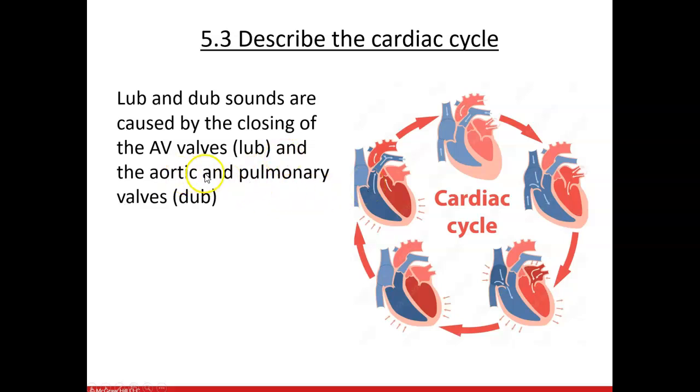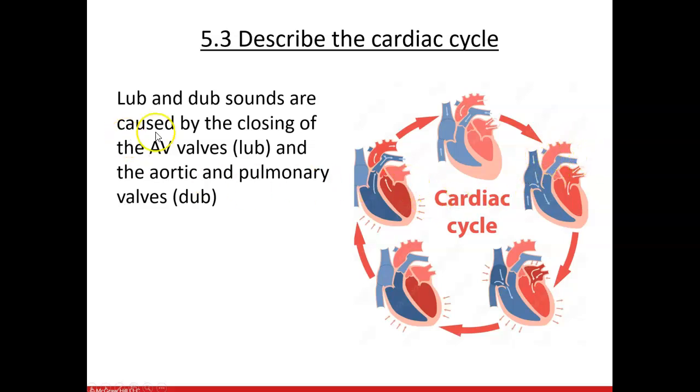And the closing of the aortic and the pulmonary valves is the dub. So these valves, the aortic and the pulmonary, have to be closed when you're refilling the heart, so the blood doesn't go backwards.